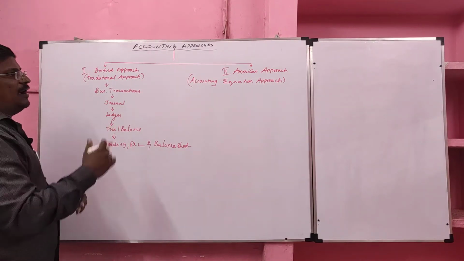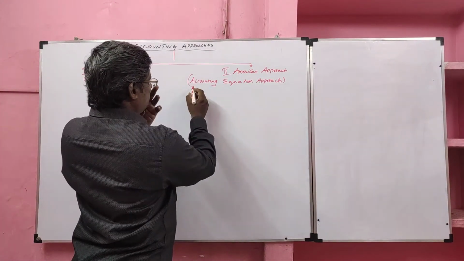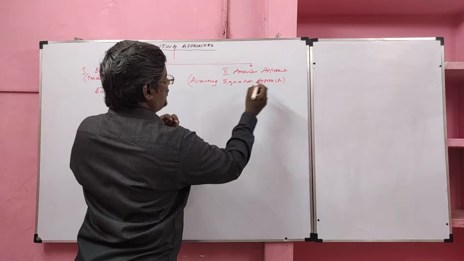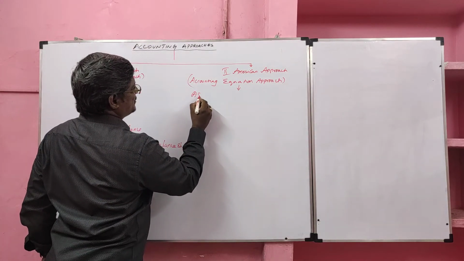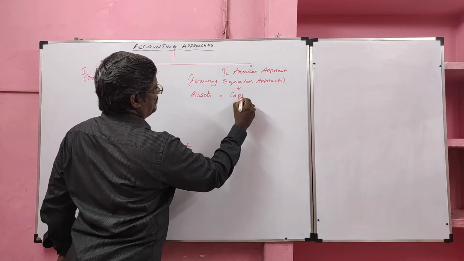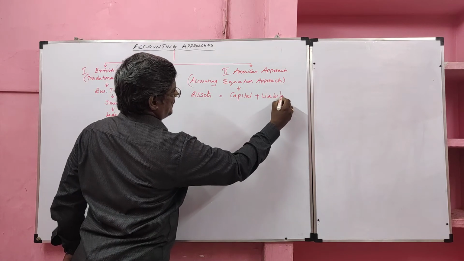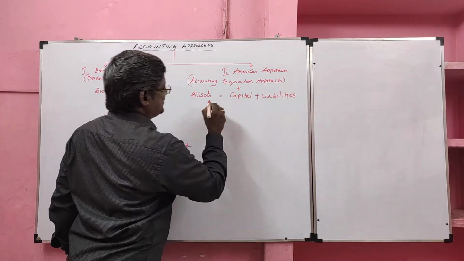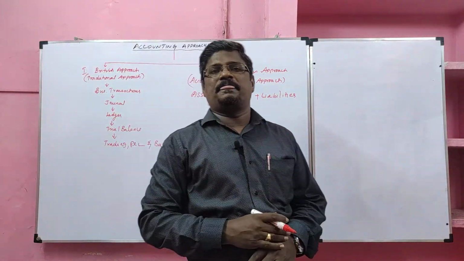Okay. Now look at the another one. American approach. It is also called accounting equation approach. What is that equation? The equation is assets equal to capital plus liabilities.